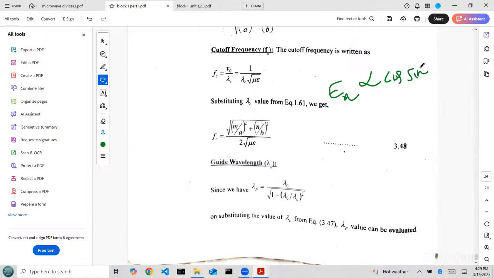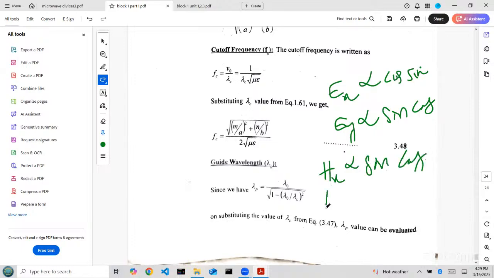Now for EY, from equation 3.43, one sin. Sin and cos. Next, HX. You tell HX, directly proportional to sin and cos. Then HY. HY is directly proportional to cos and sin, one cos term, another sin term.